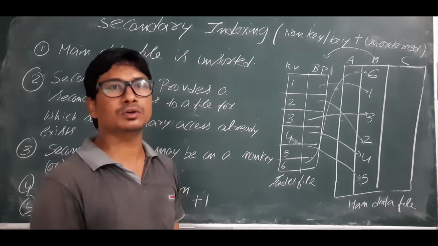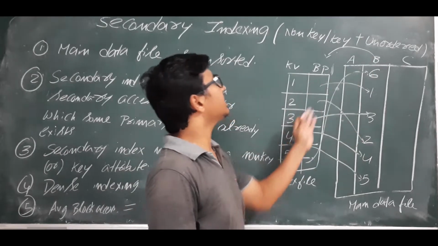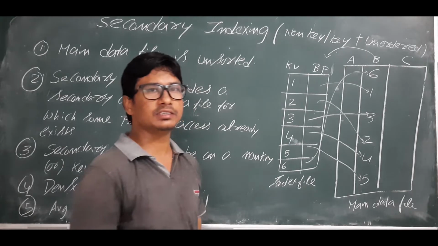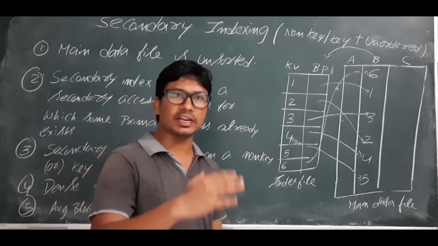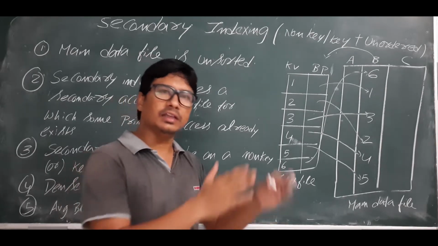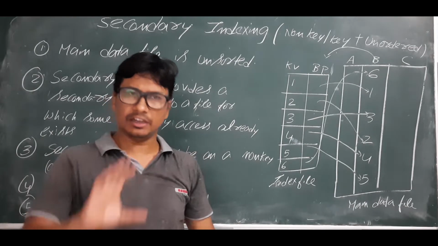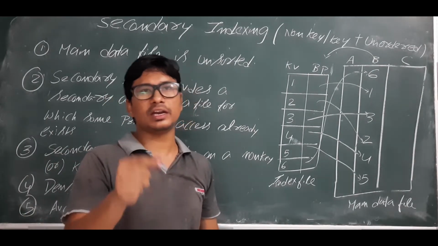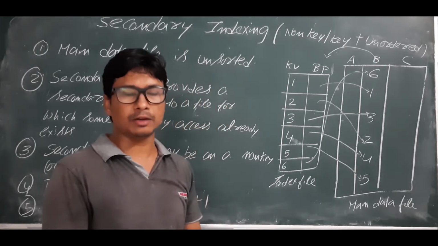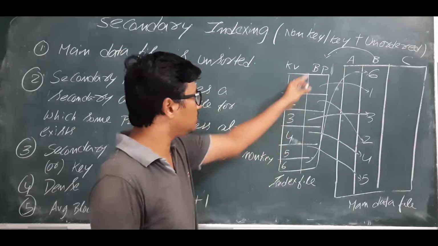Then you can ask me, sir, if primary indexing is already there, why do we need a secondary indexing on B? Your question is valid. But let's take that someone is writing queries related to the primary indexing, meaning they are writing select star from where A is equal to something. If the where condition is on the primary attribute A, then it is very good. We can directly search with the attribute A using the index file.